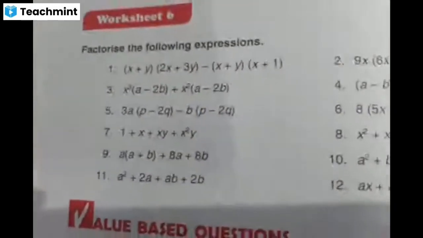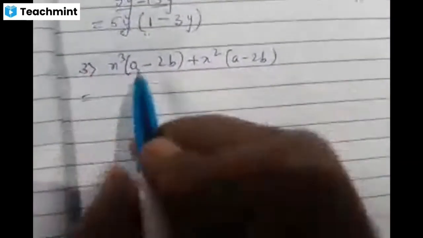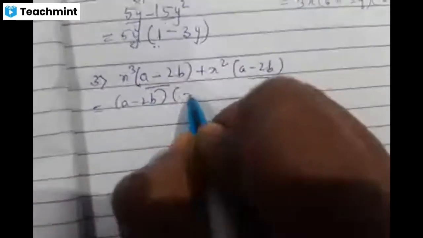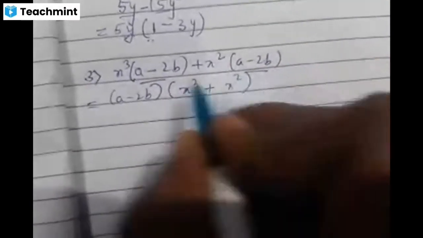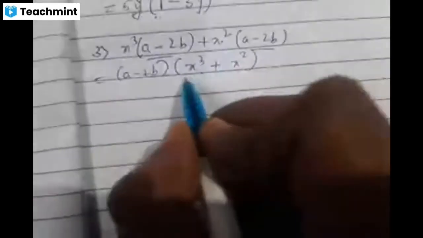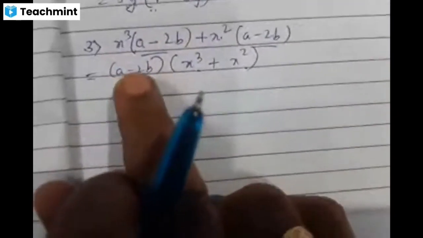Children, next is question number 3. Here you can observe which term is common. A minus 2b and a minus 2b is common. I keep it outside. In first term x cube is left. In second term x cube is left and x square is left. Now do we have any common term? You have to observe inside the bracket after taking out the common factor in the first step, children. This is not the final answer because a minus 2b does not have any common factor. We keep it as it is.